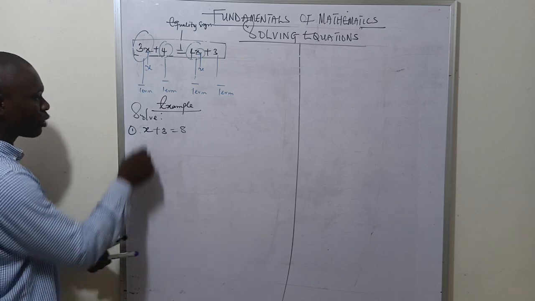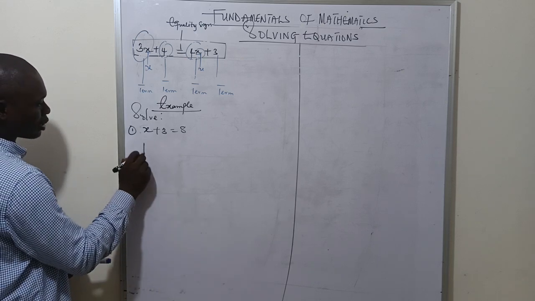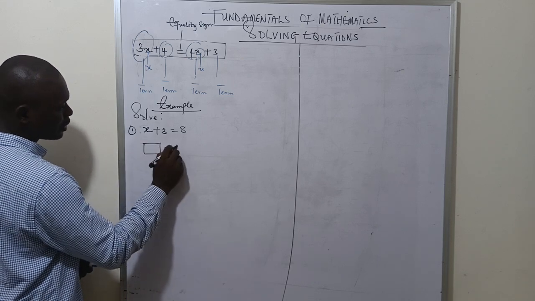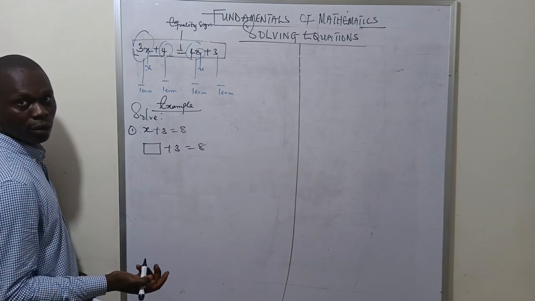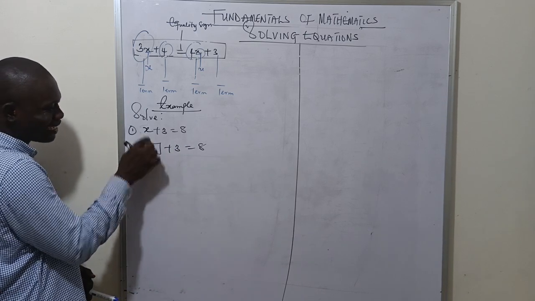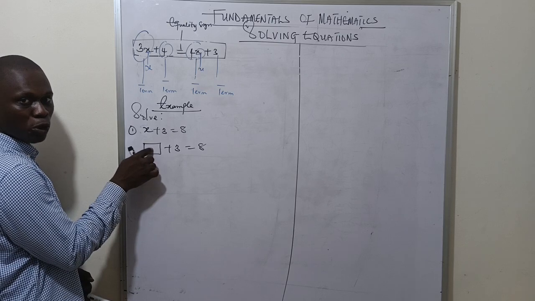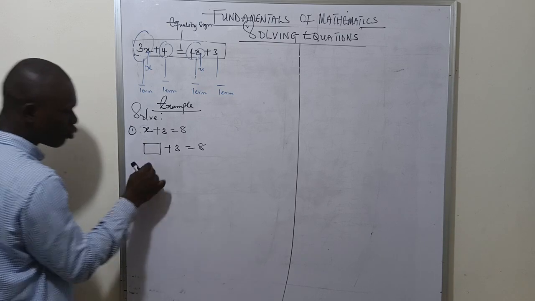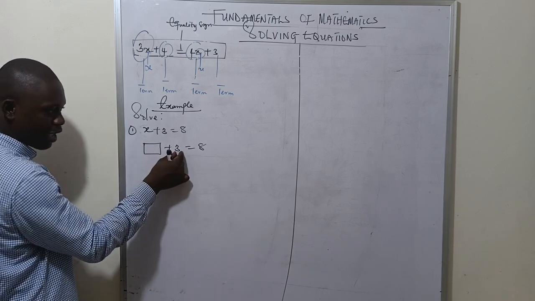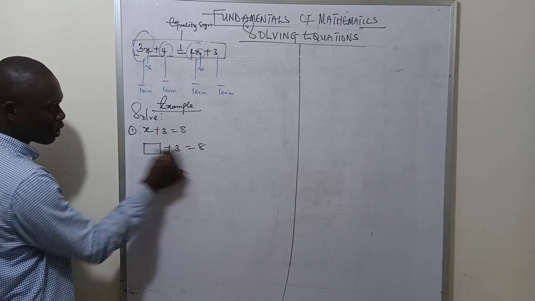If I wanted to solve this, the sentence has a box here, plus 3 equals 8. The question says, because x is the unknown, this box is the unknown. So we have to find the value that we're going to add to 3 here that will give us 8.